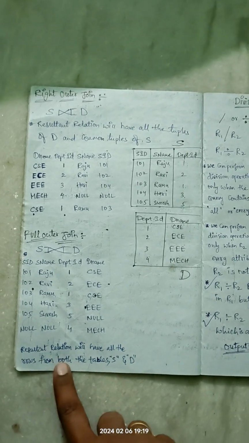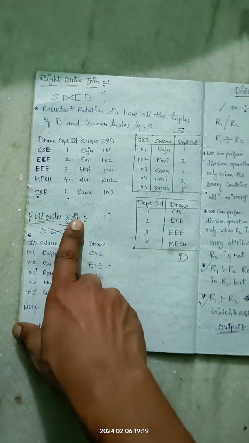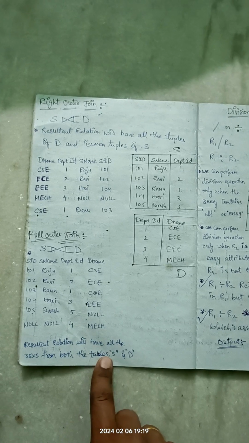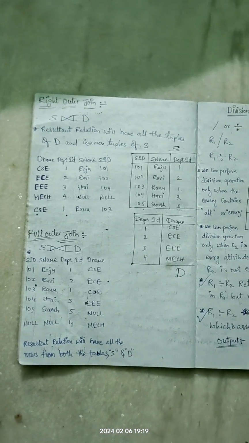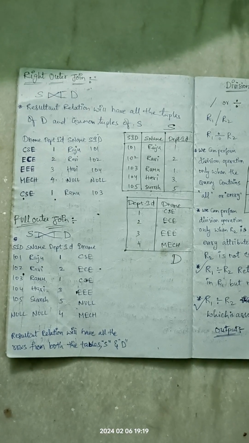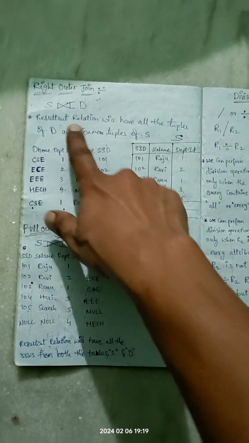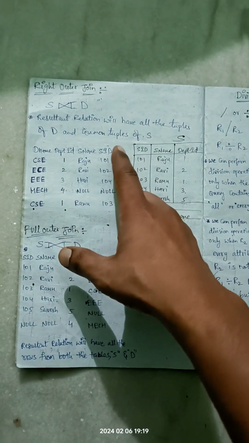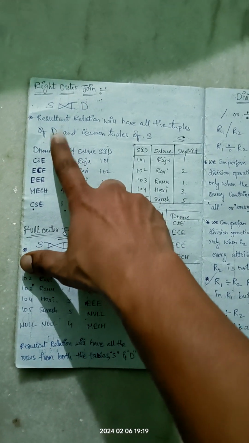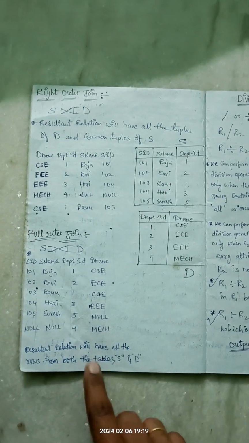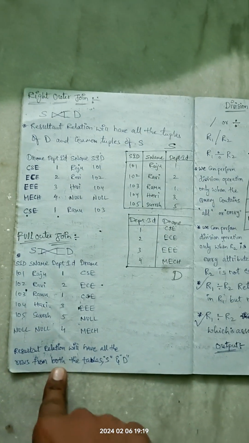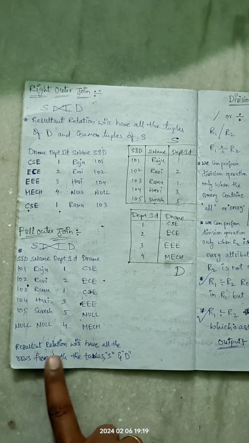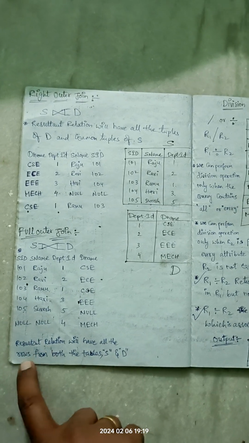Full outer join means the resultant relation will have all the rows from both the tables S and D. All the rows from both the tables, so we have to remember this. In the earlier case it was different: the resultant relation had all the tuples of D and common tuples of S. But in full outer join it is not like this. We have to take all the rows, all the tuples, from both the tables. Tuples means rows, rows means tuples.